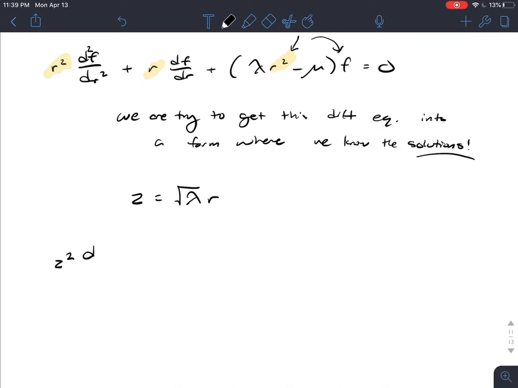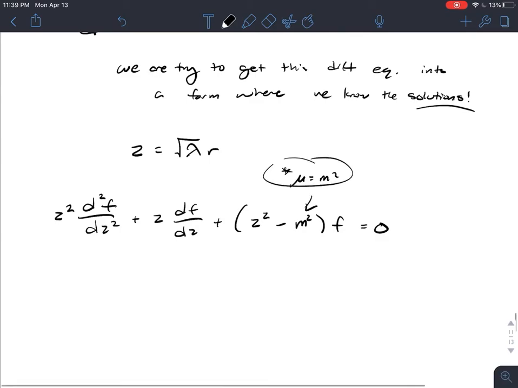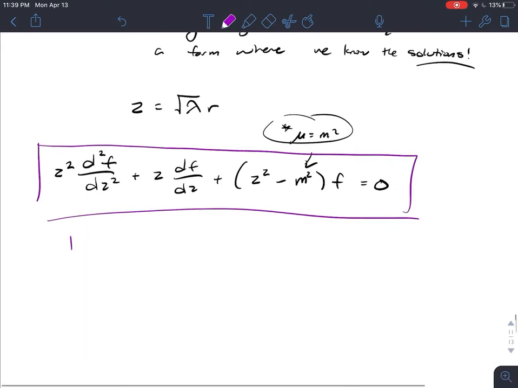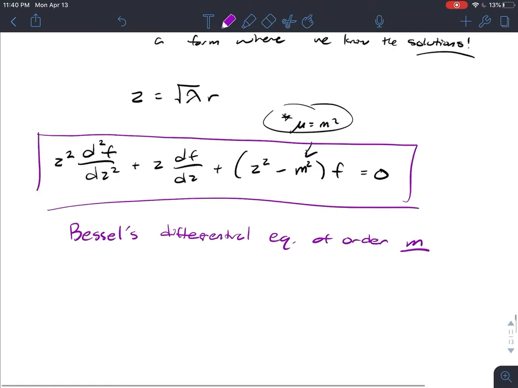So this change of basis, if you just do change of derivative operators and variables, lands you with z d/dz of z df/dz plus (z squared minus mu) f is equal to 0. And we know that mu is equal to m squared from earlier. So what I'm about to box in purple is what we call Bessel's differential equation of order m. So what I mean by order m is we're essentially looking at this term right here.